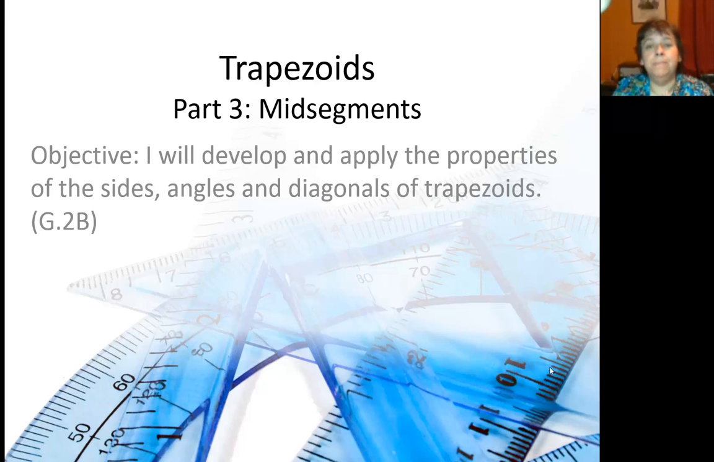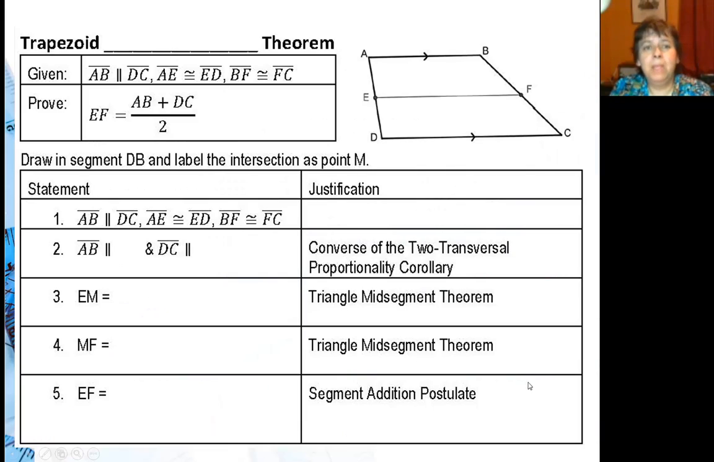Now we're going to look at the midsegment of a trapezoid. So this is called the trapezoid midsegment theorem, and it basically says that this midsegment here, kind of like a triangle midsegment, is the average of the two bases. So it's not really that it's half of one base or half of the other, but you take half of one and add it to half of the other, and you get the midsegment. So why does that work?